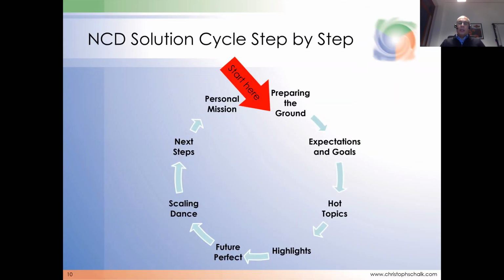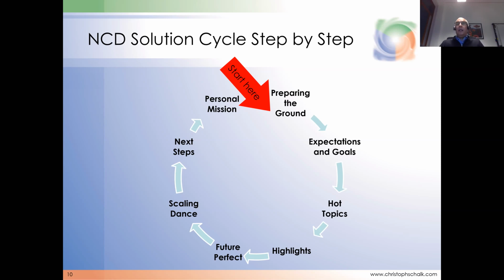So the NCD solution cycle leads you step by step through a process of discovering resources, developing solutions, and not going into the trap of problem solving. It starts with preparing the ground. That basically means to build a good relationship with the people you're working with in a church when you're their coach. You have to clarify expectations and goals. It is also necessary to talk about the hot topics, which are the challenges, the problems, because even if you follow a solution-focused approach, in a group setting there is a danger of negative group dynamics if you completely ignore it and there's no place to talk about it shortly.